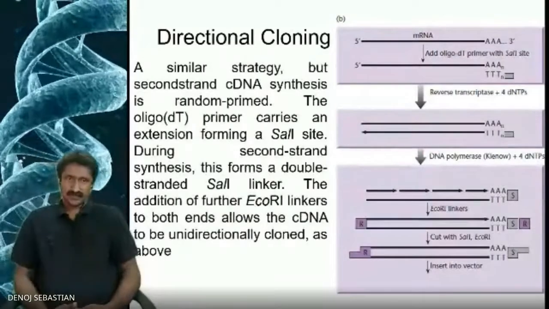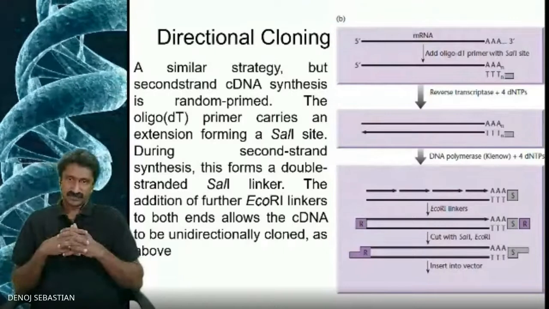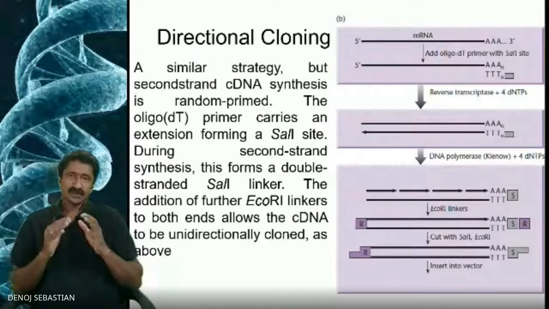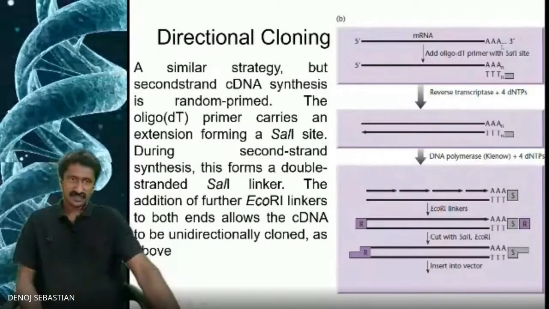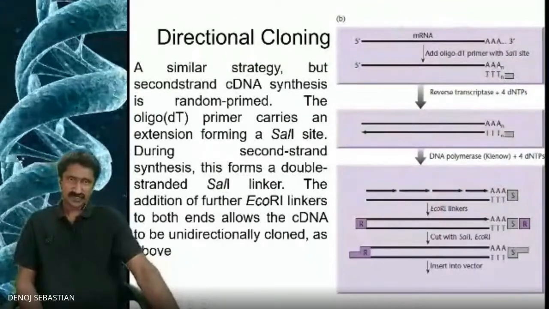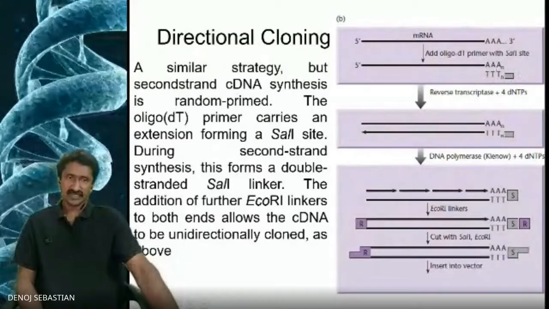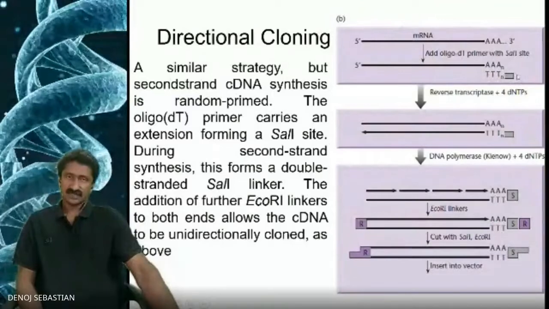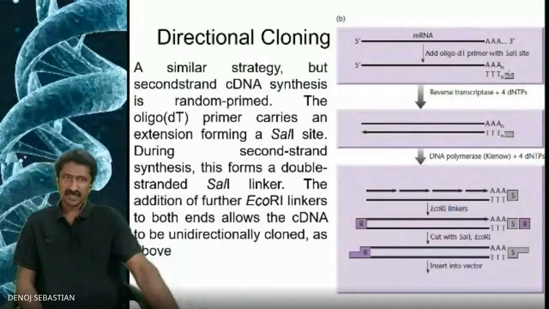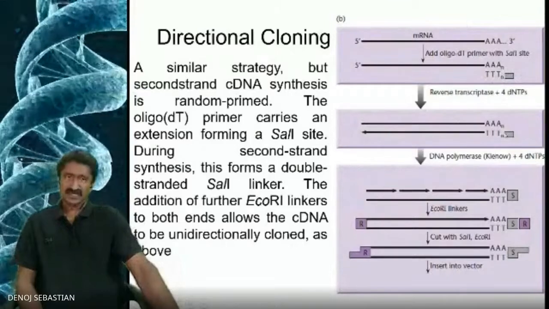This is a similar strategy. But the second strand cDNA synthesis is a random branched one. That is, the oligo dT primer carries an extension forming the SalI site. Here, you can see that there is an mRNA. Here we have an extension, the oligo T primer that is used for initial cDNA synthesis is having an extension. The primer is actually constructed with a SalI site. This is a chemically synthesized primer with a SalI extension, so that is attached here. So first strand is synthesized and second strand is synthesized.